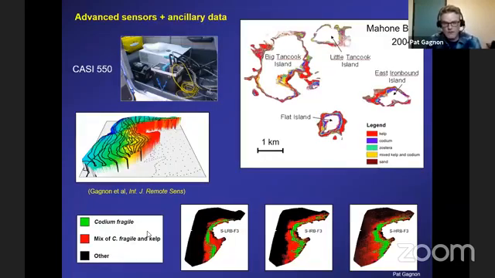Just a few words about getting even more fancy in remote sensing. When I finished my PhD, I went into what's called the first research contract. It was a postdoctoral contract. For me, it was in the private sector, and the company that was hosting me had a very fancy camera system that you would attach to the belly of a Cessna. It's called the CASI 550.